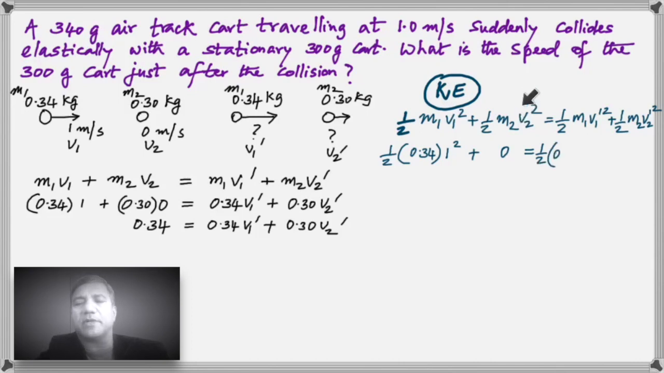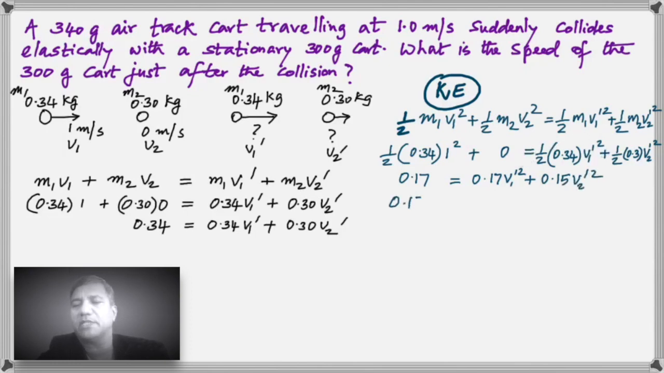This is going to be zero anyways because velocity is zero. And again, you're going to have two unknown quantities. And then try to simplify that. This gives 0.17, and on the right side you have two squares, V1 prime squared, making it even more tough. So we have to solve the two equations now.